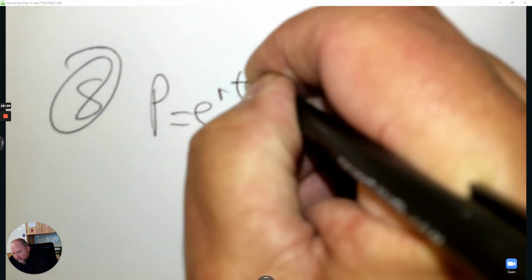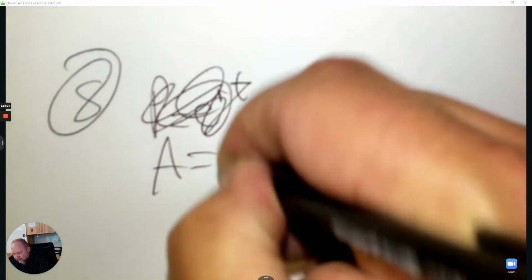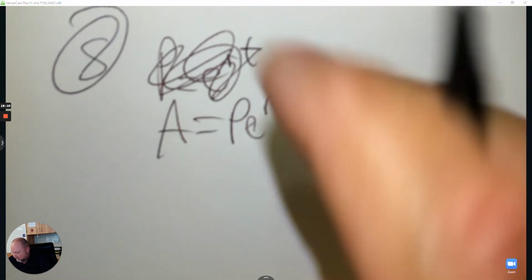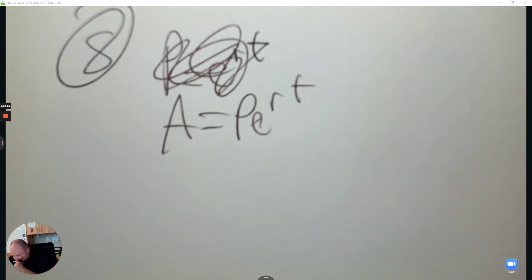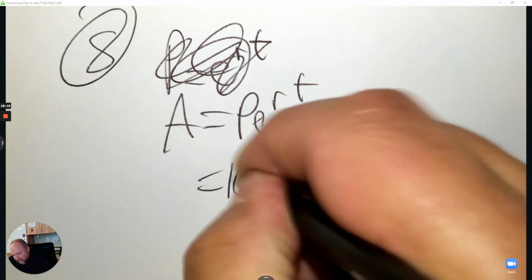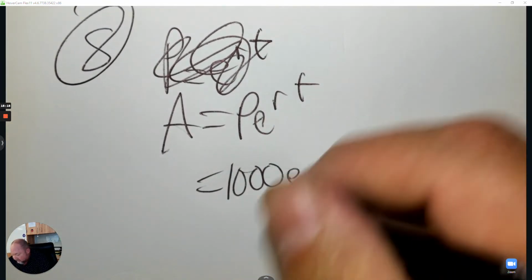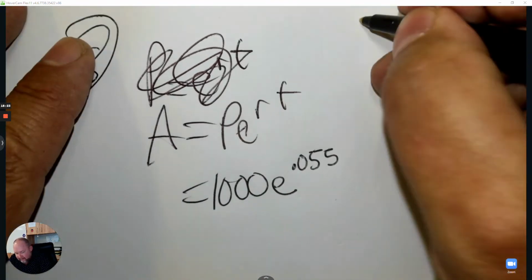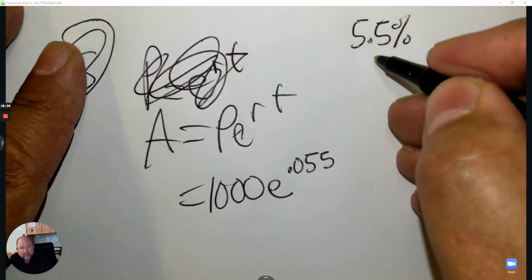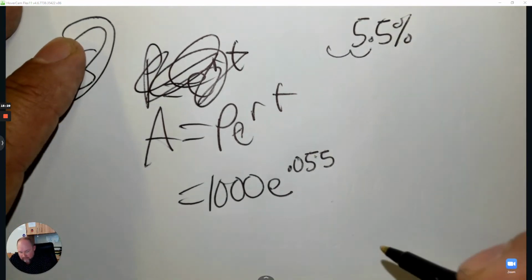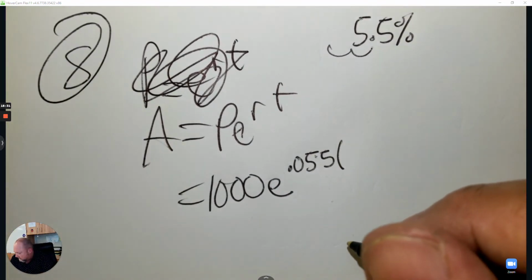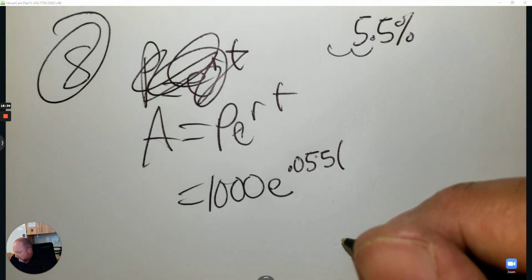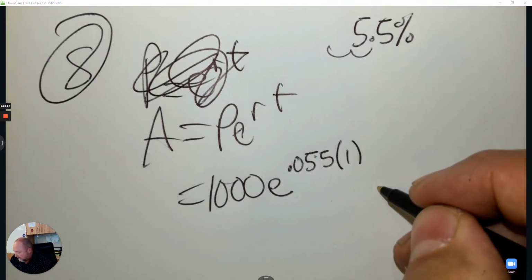$1,000 is placed in a certificate of deposit in which interest is compounded continuously. This is the formula for compounded continuously. And $1,000 is placed, so we have $1,000. The interest rate, 5.5%. So 5.5 as a decimal is 0.055. So think of 5.5% and move the decimal 2 to the left. That's where that comes from. And then the time. How much would it be worth in 1 year? That's part A.